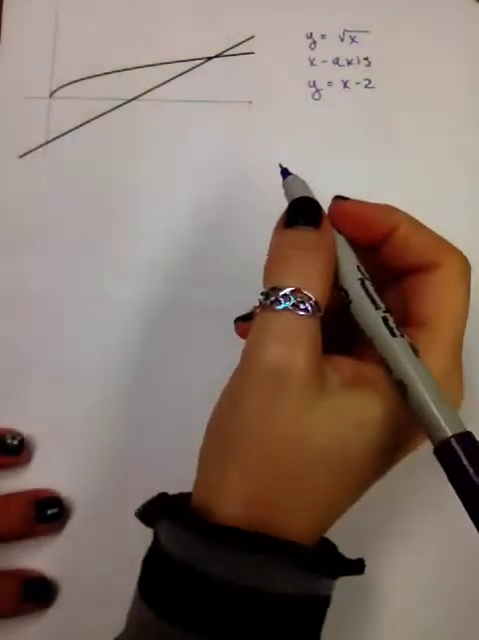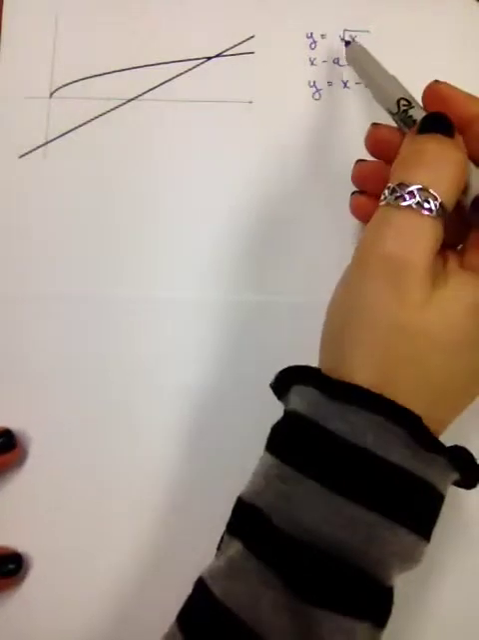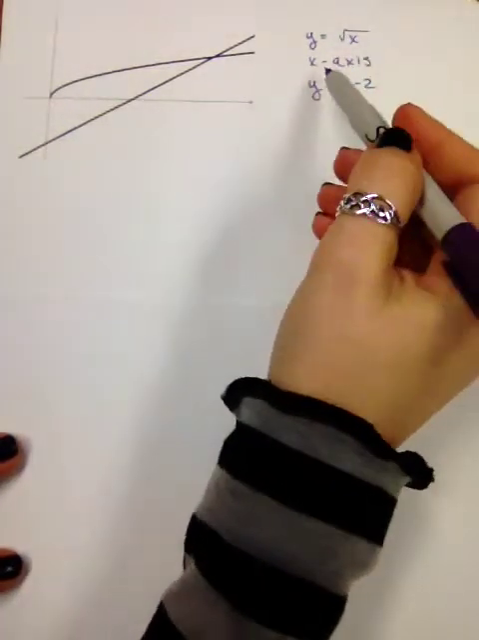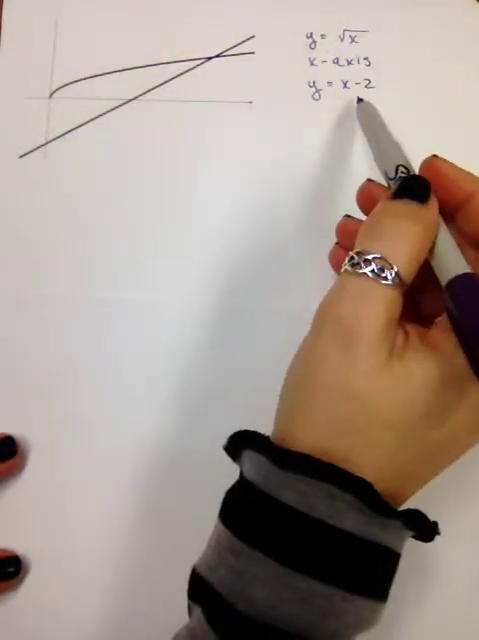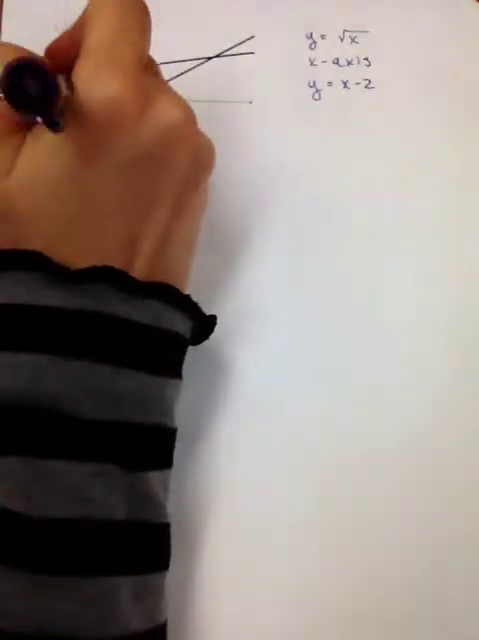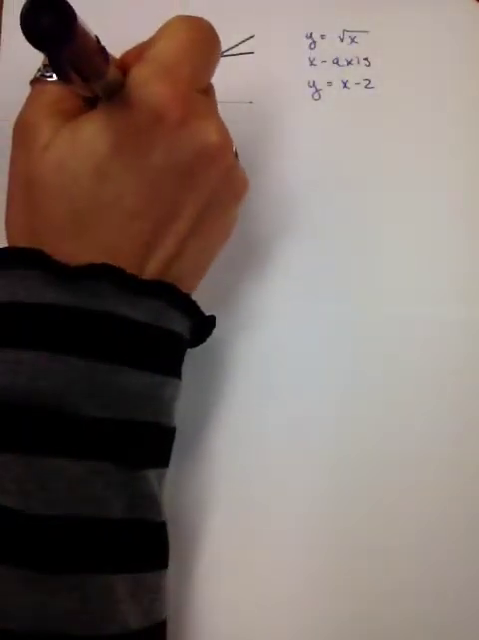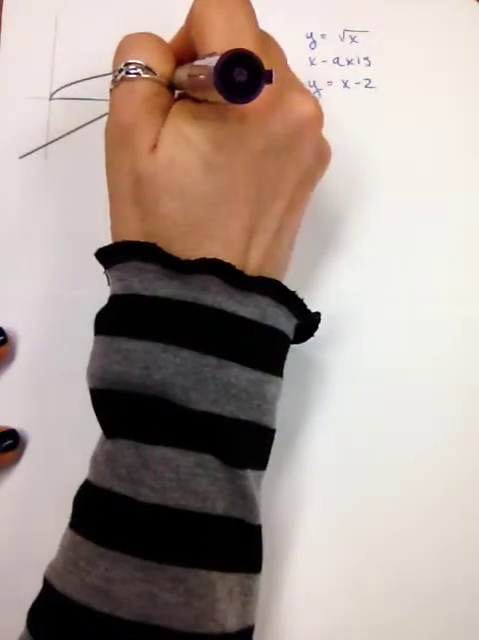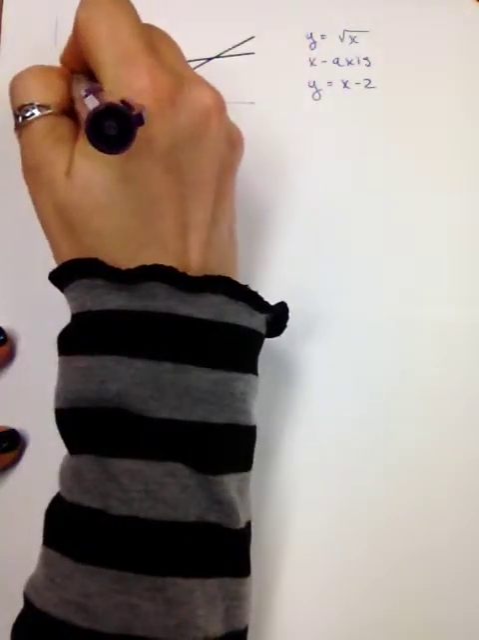For this video, we're finding the area of the region bound by y equals square root of x, the x-axis, and the line y equals x minus 2. And it was very specific. It said the area in the first quadrant. So I'm outlining that area now.